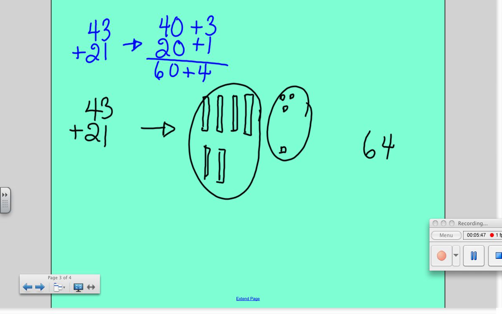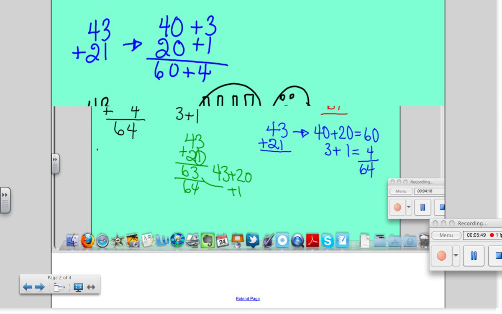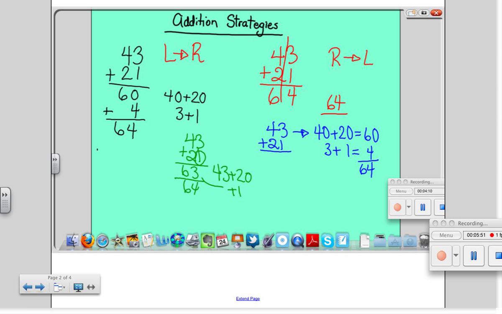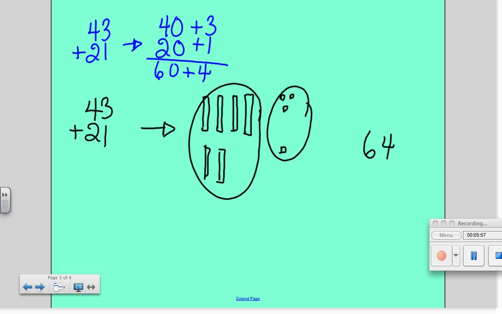Okay? If I do this and my friend does this, does it matter? It does not matter. If I do this and they do this, no. Okay? So there's many ways to solve multiplying. Oh, multiplying. Let's not get ahead of ourselves. Many ways to solve adding problems.